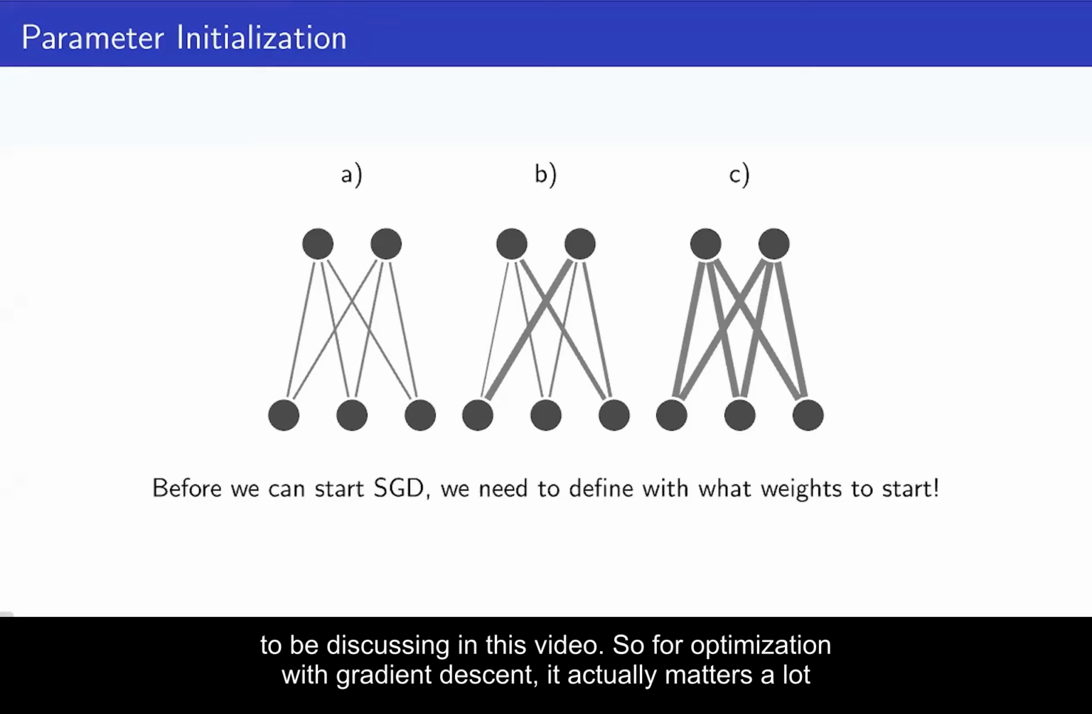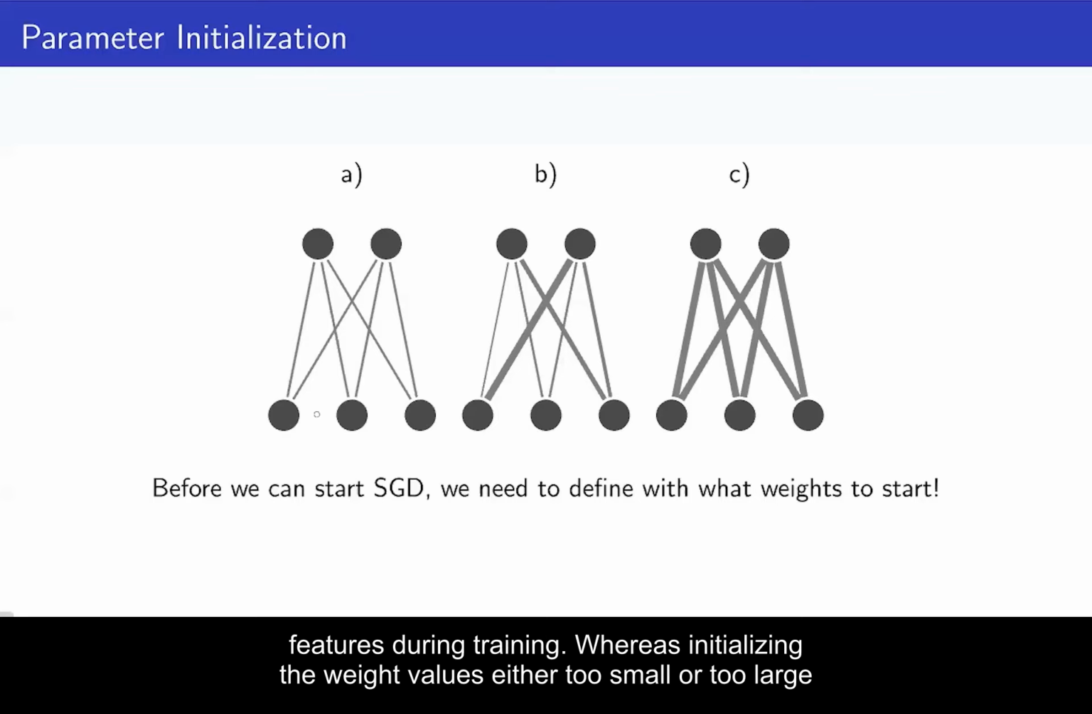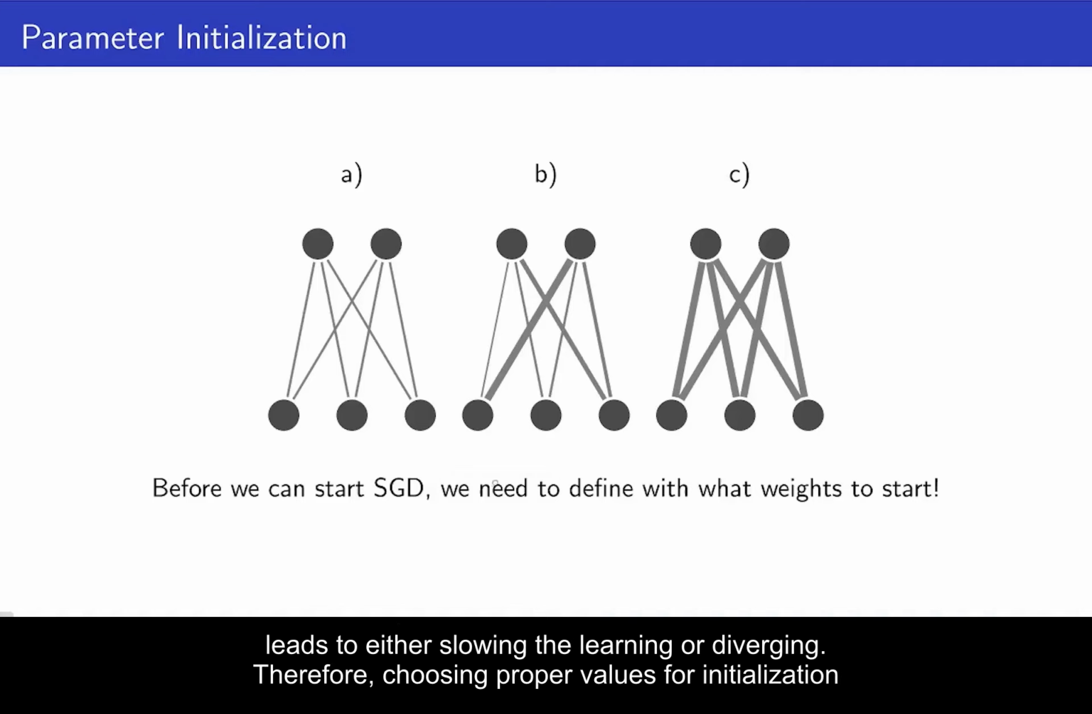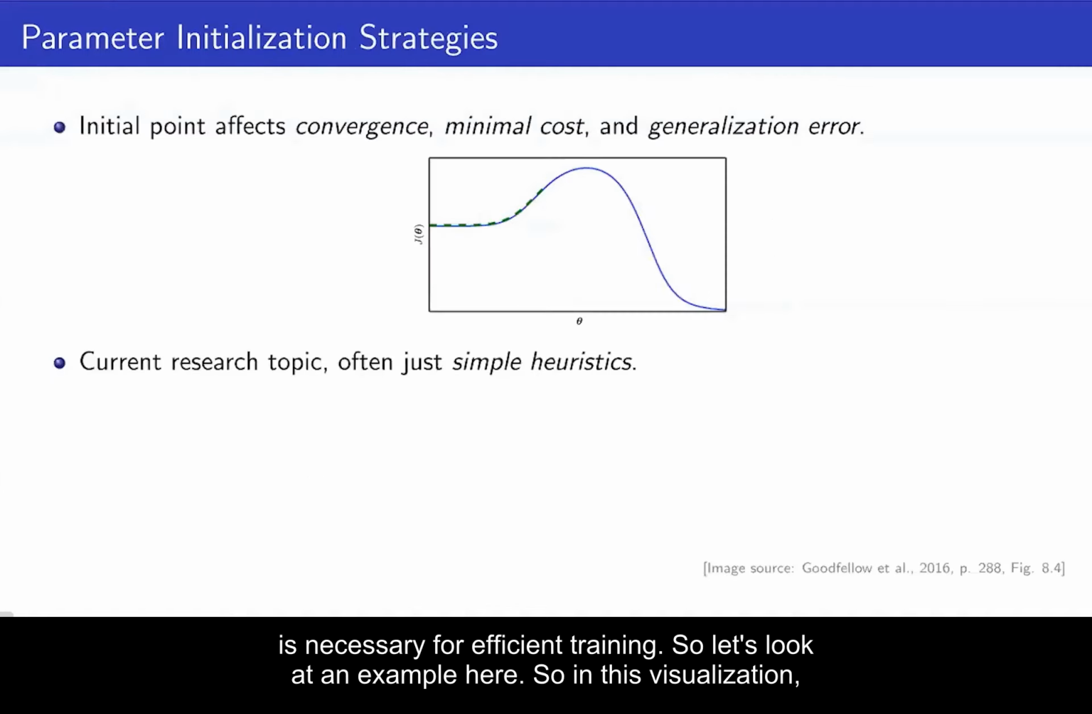So for optimization with gradient descent, it actually matters a lot where you start. Initializing all the weights to 0 leads to the neurons learning the same features during training. Whereas initializing the weight values either too small or too large leads to either slowing the learning or diverging. Therefore, choosing proper values for initialization is necessary for efficient training. So let's look at an example here.